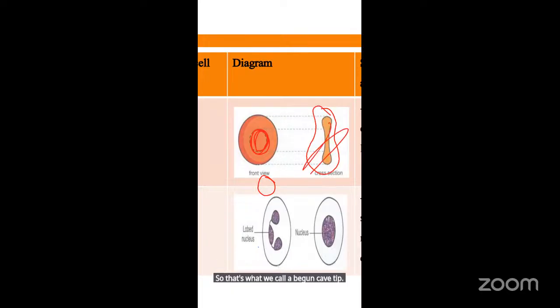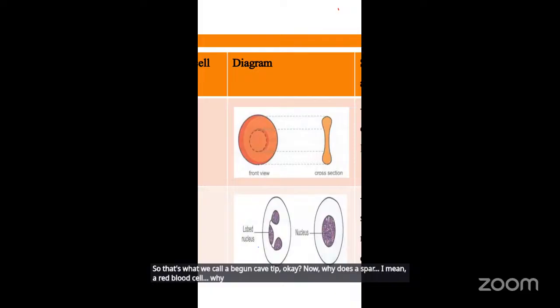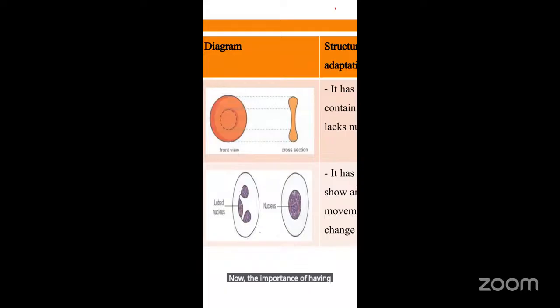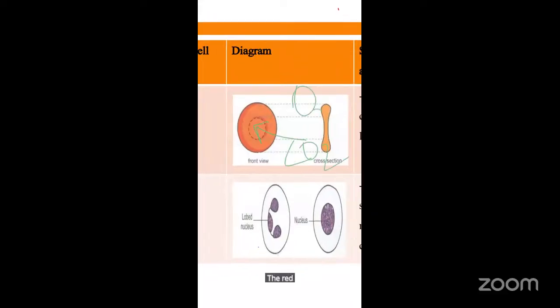Okay. Now, why must a red blood cell have a biconcave shape? Now, the importance of having a biconcave shape is the red blood cells. Now, carbon dioxide is transported from the tissue back to the lungs for excretion.